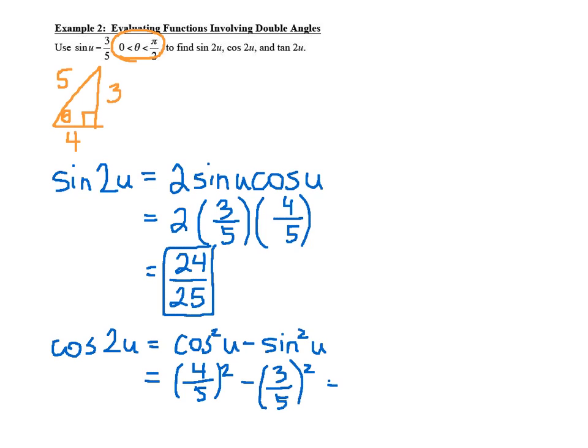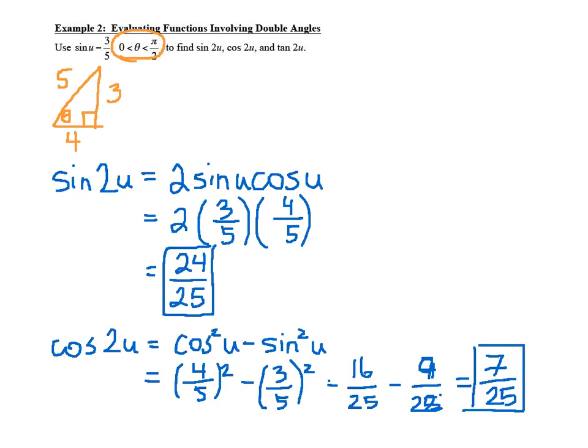9/25. So if we take these two fractions and subtract them, we get, whoops, I already put the answer. If you have 9/25, then you end up getting 7/25. So that's your answer for the cosine of 2u.